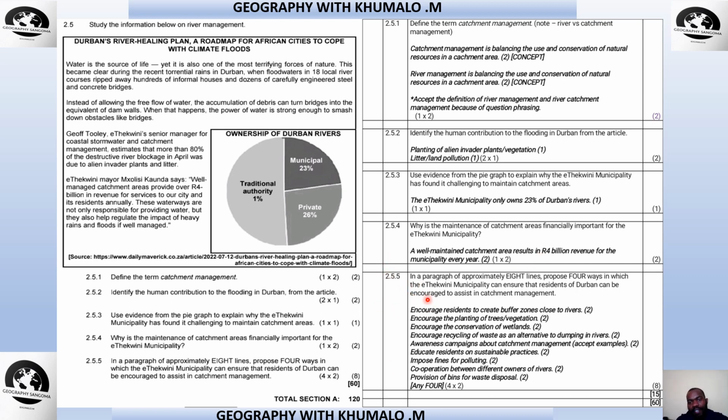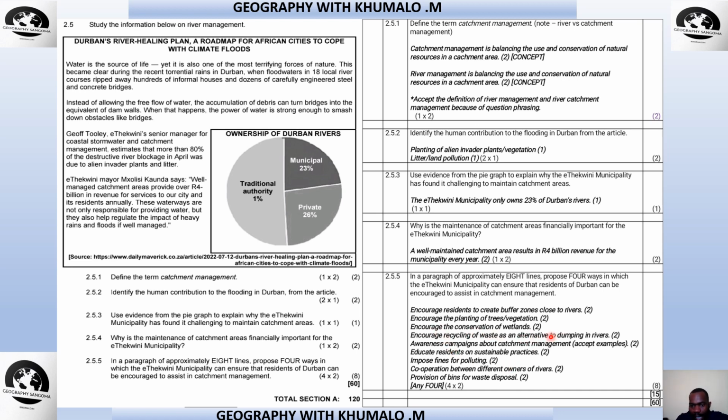Now 2.5.5, in a paragraph of approximately 8 lines, propose 4 ways in which the eThekwini municipality can ensure that residents of Durban can be encouraged to assist in the catchment management. So you give possible solutions or strategies that this municipality can use, looking at the problem that you are having at hand currently. So we say here, encourage residents to create buffer zones close to the rivers, encourage the planting of trees and vegetation. So that is what they can encourage the residents to do.